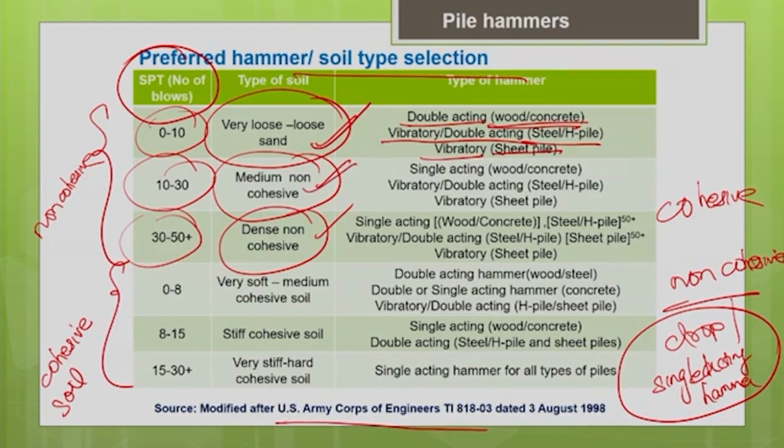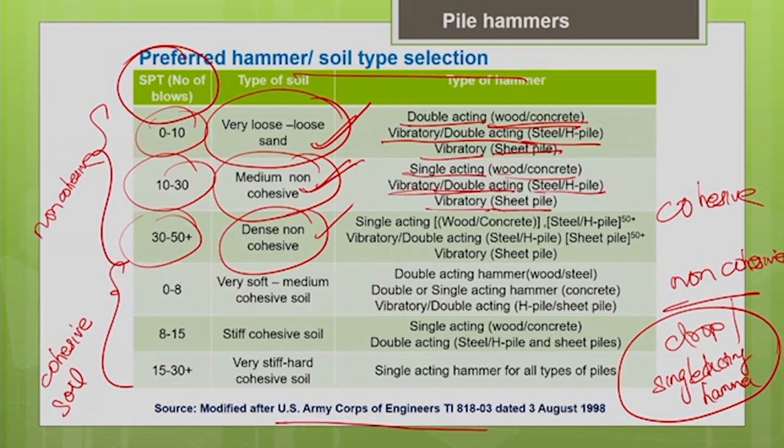Now, for medium non-cohesive sand, a single acting hammer should be used for concrete pile. Do not use double acting hammer for concrete pile. For the steel pile, you can use either double acting or vibratory, and for the sheet piles you can go for vibratory hammer.